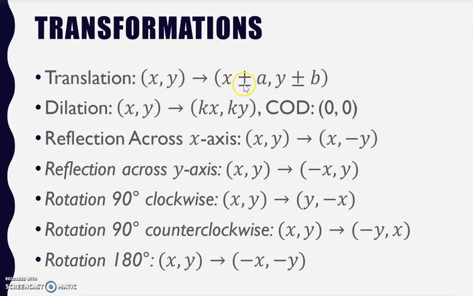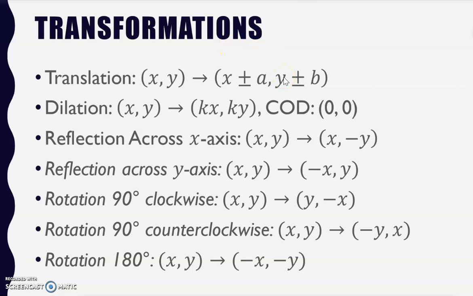So in a translation, a figure could be sliding left or right, right? If it's sliding to the right, you are adding some value to X, because the X-axis is the horizontal axis, left and right. So if you're adding something to the X value, it's going to be sliding right. If you are subtracting something from the X value, it's going to be sliding to the left.